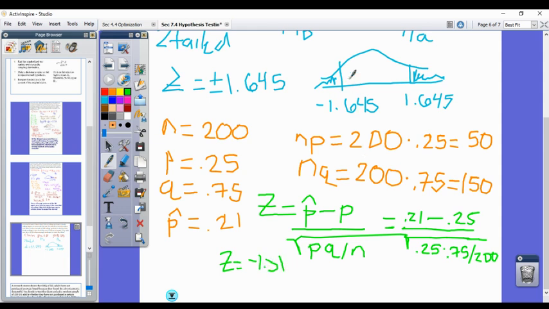Okay, so negative 1.31 is here. So am I going to reject? And the answer is no. I'm going to fail to reject.